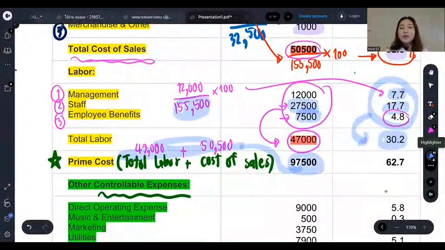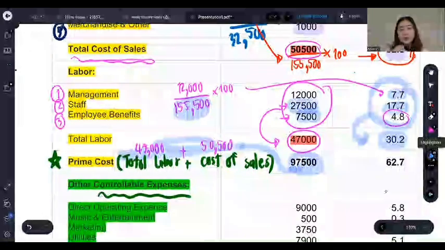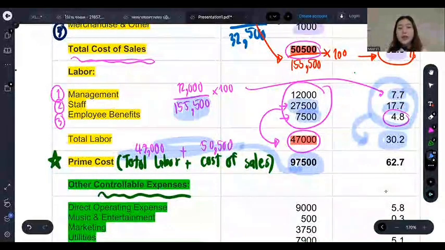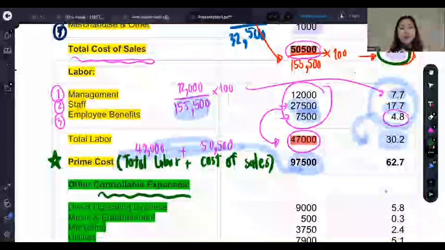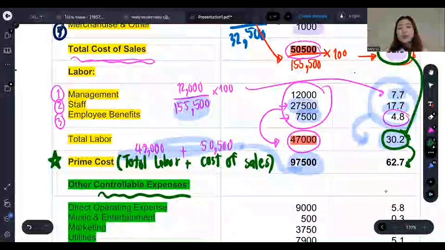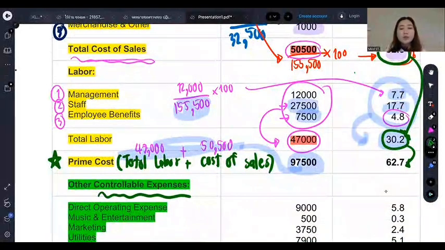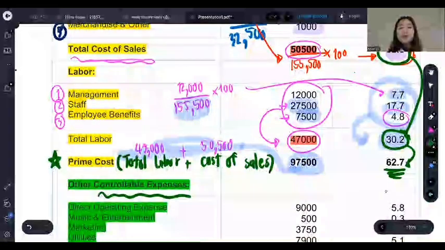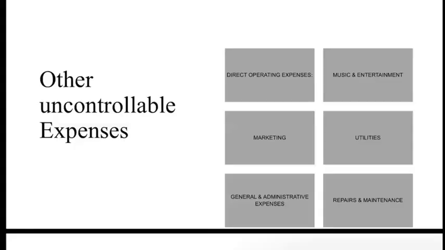We can use this idea to find the percentage of prime cost also by adding the percentage of total cost of sales with the percentage of total labor cost, and then we will get the percentage of prime cost, which is 62.7%.